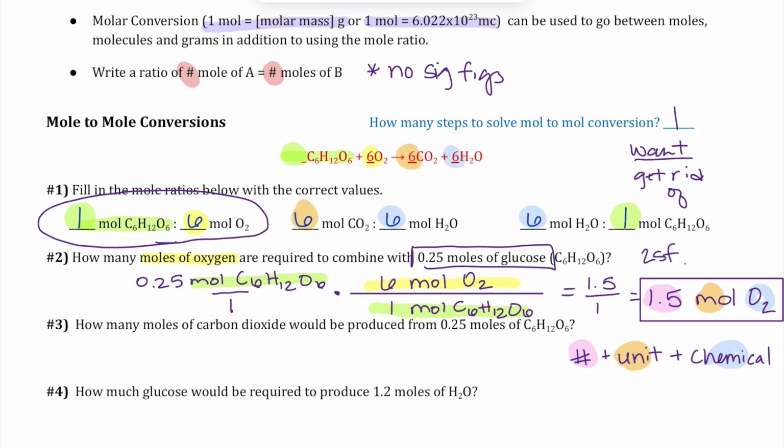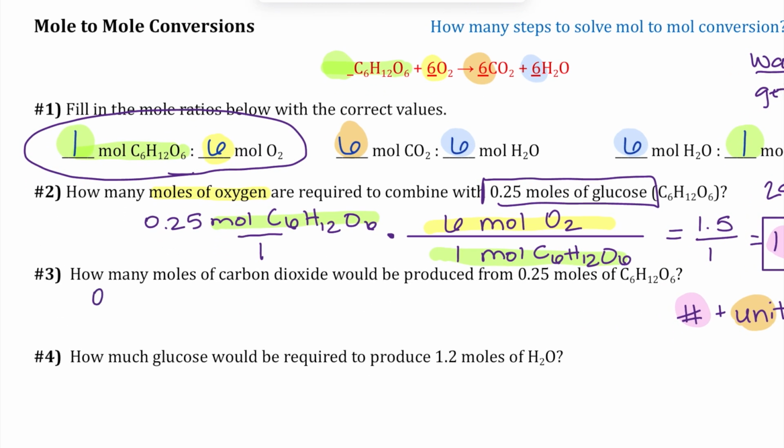All right. How many moles of carbon dioxide would be produced from 0.25 moles of C6H12O6? With this one, we have that same starting value, 0.25 moles of C6H12O6. Showing our work now, we're using that setup. We want to get rid of moles of glucose, which means our moles of glucose go in the bottom of that conversion factor.